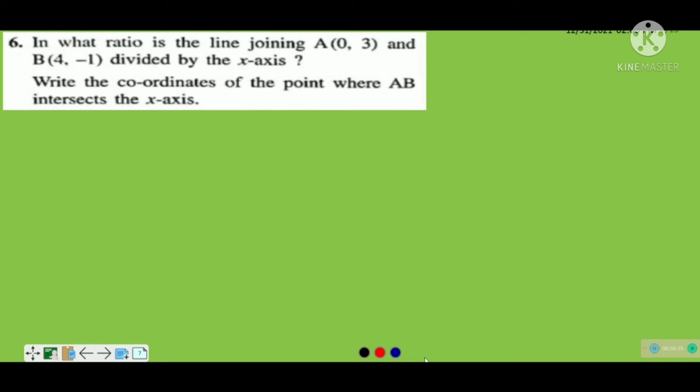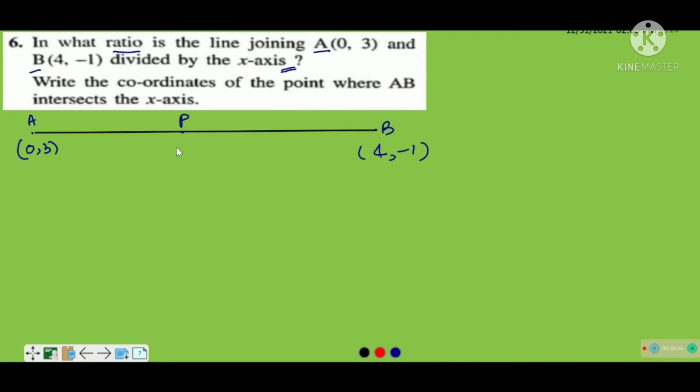Question number 6. In what ratio is the line joining A and B divided by the x-axis? X-axis के साथ हमें intersection देखना है, means y coordinate of point of intersection will be 0. इसी को use करके हम ratio find out करेंगे. Suppose this is the point of intersection of AB and x-axis, means the y coordinate of P will be 0. Let the P divides this line segment in the ratio m1 m2.